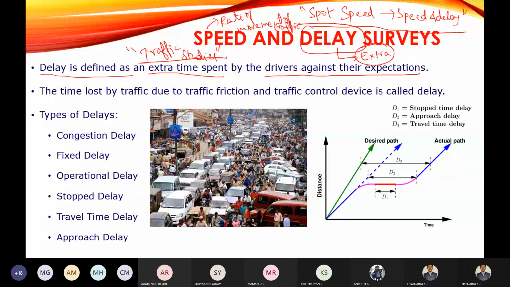For example, I will consider a journey from point A. I will be writing here a point A, and here the point B will be there. From here to here it covers 10 kilometers. The distance between A and B is 10 kilometers.